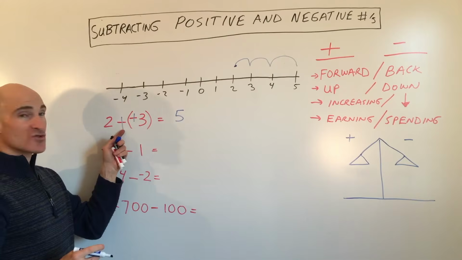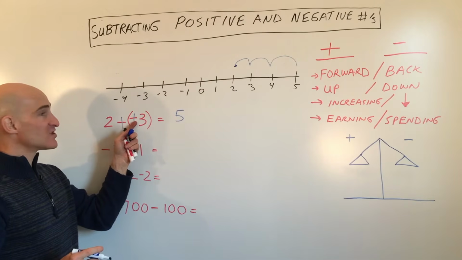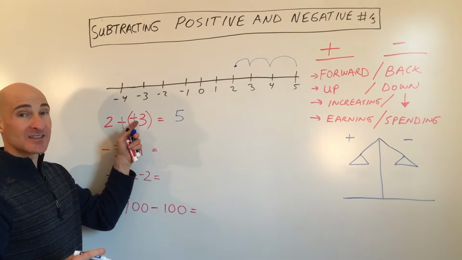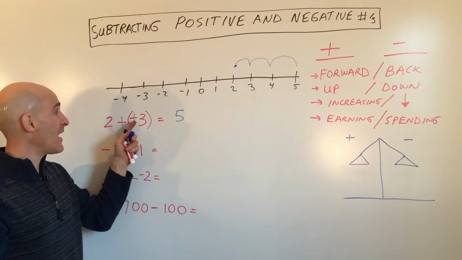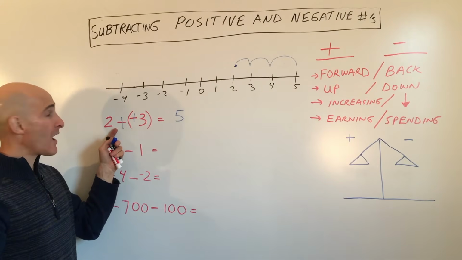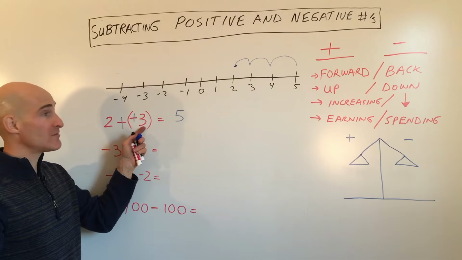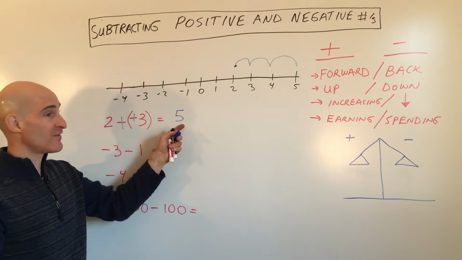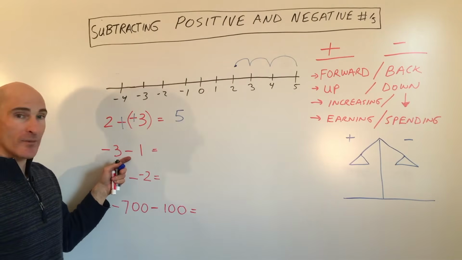So if you change this from subtraction to addition, you want to change this sign to the opposite. If it's positive, you make it negative. If it's negative, you make it positive. Now you can see we have a simple problem here. It's just 2 plus 3, which we learned a long time ago. That's just 5, right? Okay, let's go to the next one.